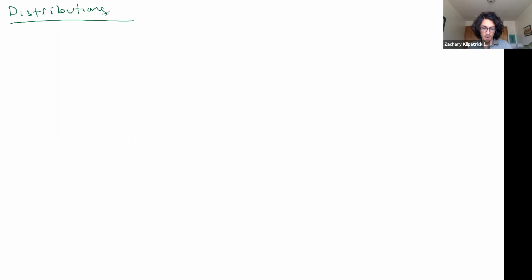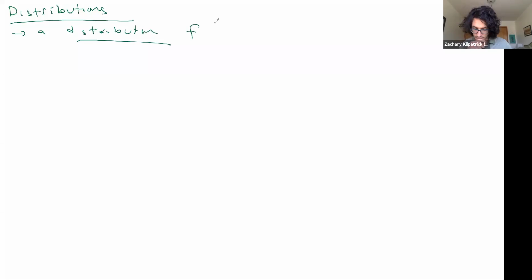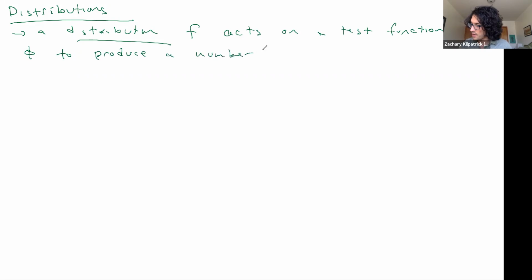And so we define a distribution. So I'll just recap that. So a distribution f acts on a test function, okay? We can call that phi, to produce a number, and we can call that f of phi, or sometimes this is written like f with phi there.